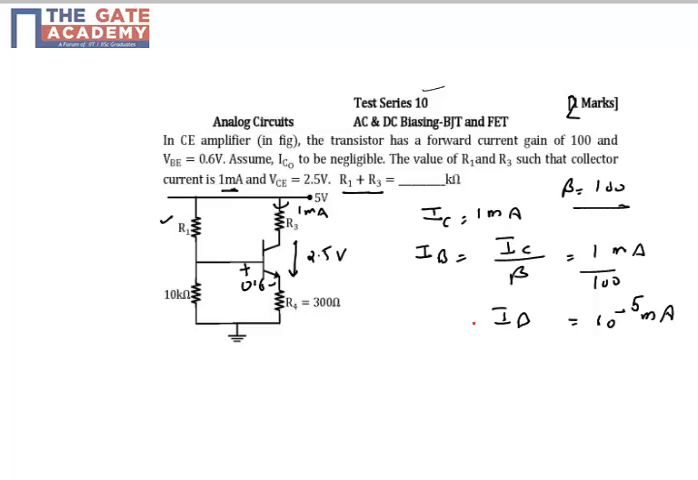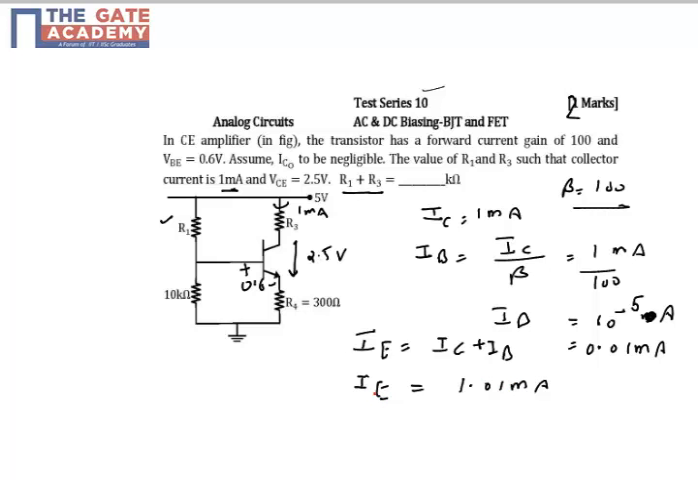So the next thing is IE, the emitter current. IE is nothing but IC plus IB. I can write it as 1 milliampere plus 0.01 milliampere, that is 10 to the power minus 5 ampere. So IC plus IB, which is my IE, is nothing but 1.01 milliampere. Now we know all three currents of the transistor.